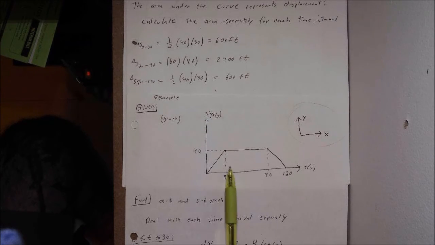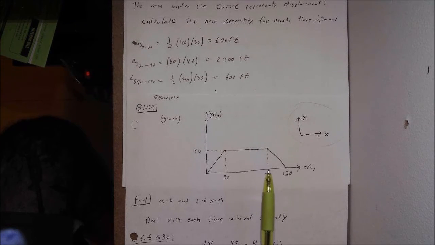We want to look at this first graph here for our velocity versus time graph here and calculate the area under the curve in order to get position from this graph here. So we do that there.